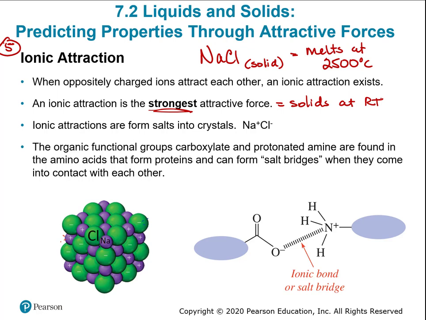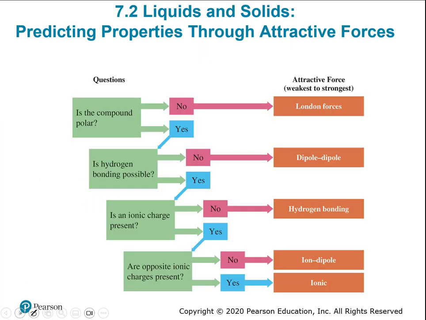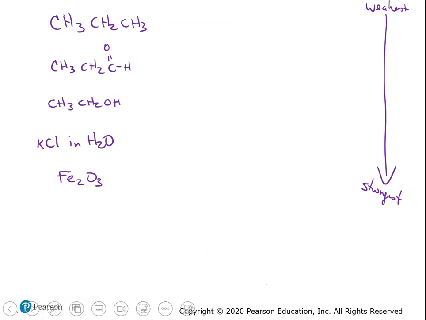So you can always recognize a salt because remember, it's always a metal and a non-metal. So whether we're talking about iron oxide or potassium sulfide or calcium bromide, if you have a metal and a non-metal listed, then you know the strongest intermolecular force will always be that ionic attraction. Na plus and Cl minus.